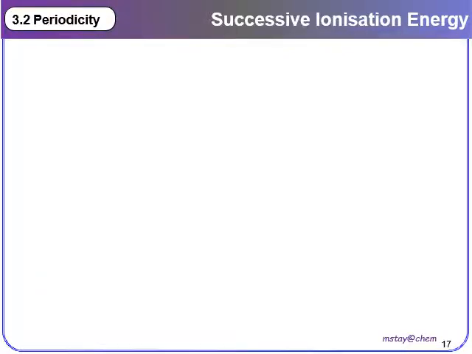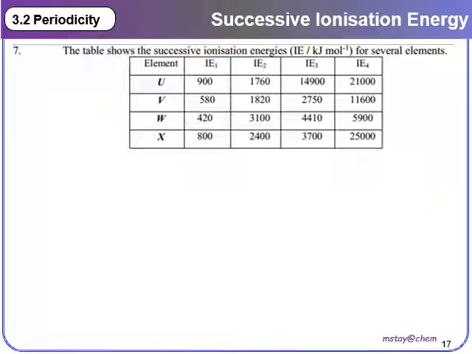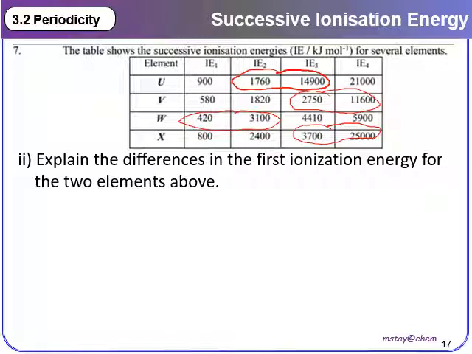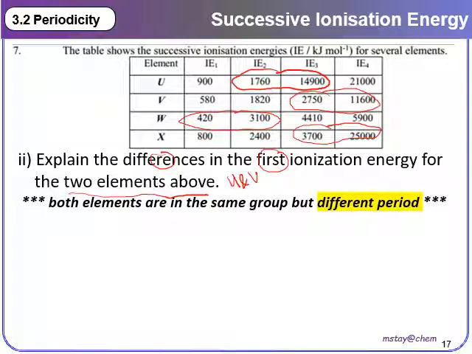Let's continue with the next part of the question. Before we continue, recall again the sudden increases that we identified: between second IE and third IE, then third and fourth, then first and second, and the next one is third and fourth also. Now let's check the following question: explain the differences in the first ionization energy for the two elements above. These two elements refer to U and V. Because they are in the same group, we know they will be in different periods.